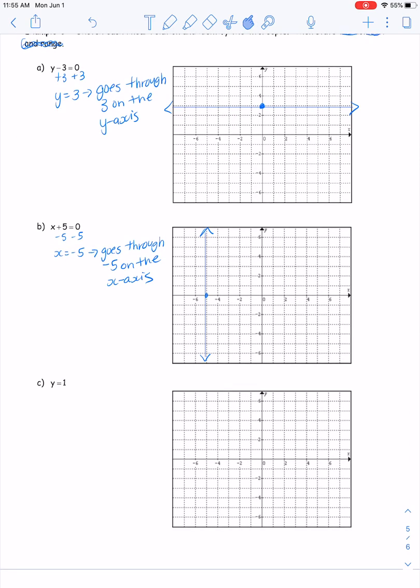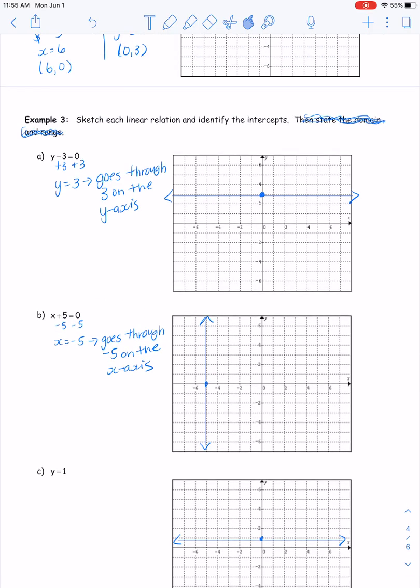And one more. Y is equal to 1. So again, goes through 1 on the y-axis. All right, I didn't read the whole question. It did say to identify the intercept. So here my intercept is only 3. All right, so it looks like this. My intercept is 0 and 3. That's my intercept.